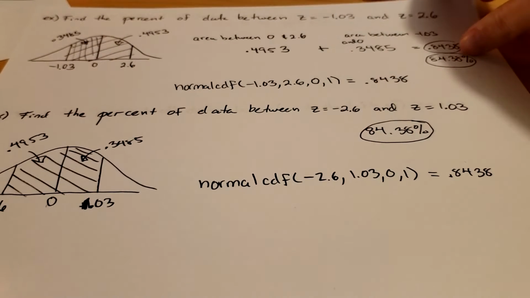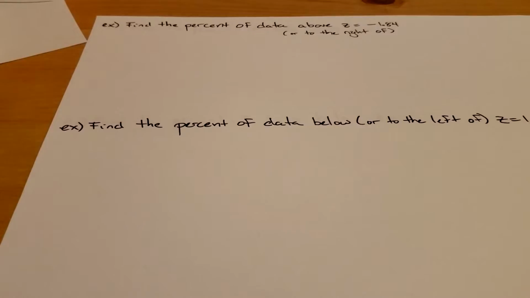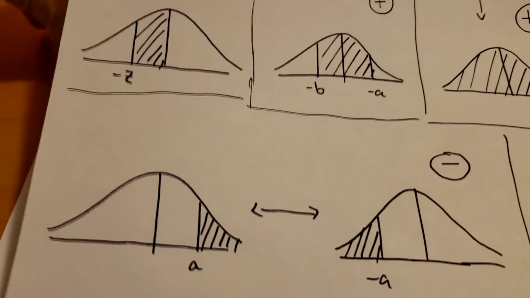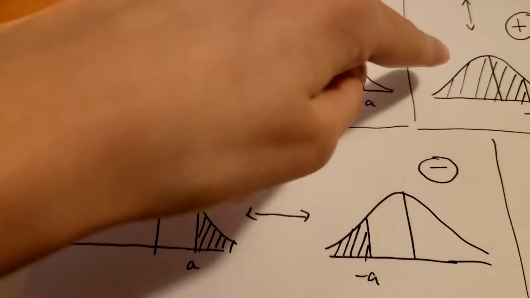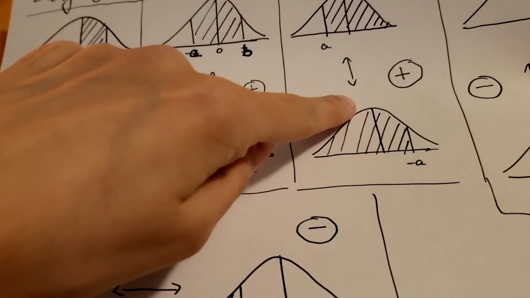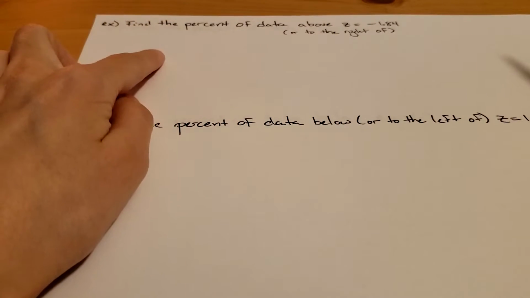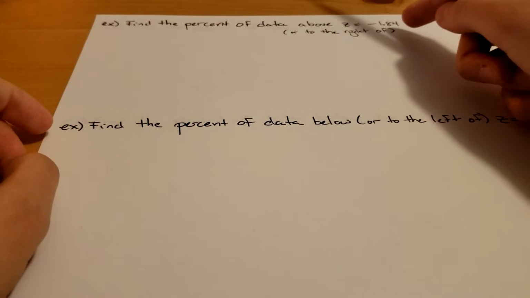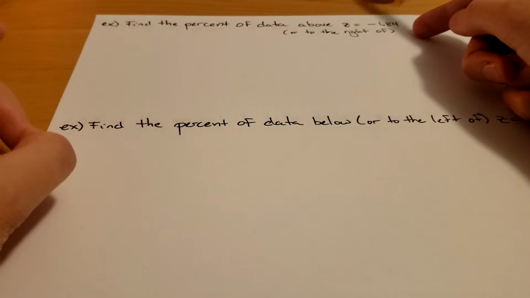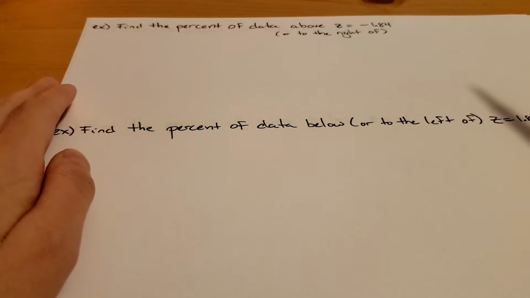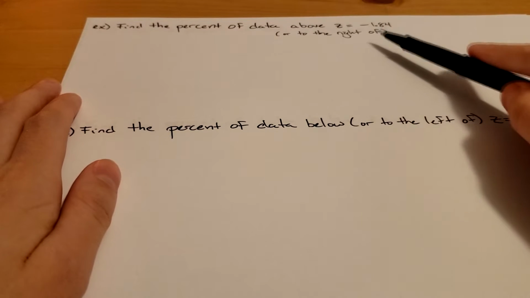Now let's move on to another problem. So we just saw an example where we're dealing with a piece of area like this. Now we're going to deal with an example where we see area like this. So here we want to find the percent of data above z equals negative 1.84. Another way that they could word a problem like this is they could say, find the percent of data to the right of z equals negative 1.84.